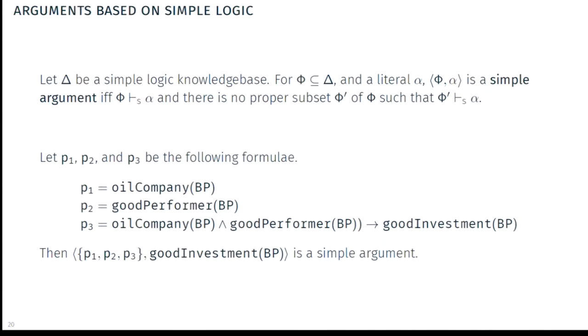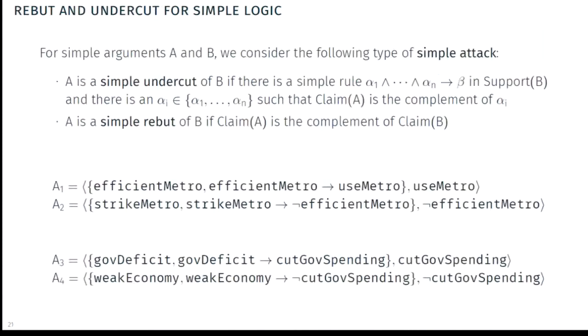Which means that, given the definition I gave you before of a deductive argument, a deductive argument using simple logic is just an argument where you have some premises and a conclusion that is derived. It can be entailed using the entailment rule that I just gave you in the previous slide. So if you have this in your knowledge base, then because you have this inference rule, and if you have this as part of your argument, then you can infer that it's a good investment to invest in British Petroleum, given that there is this inference rule, oil company and good performer, and you have this backed up in your knowledge base.